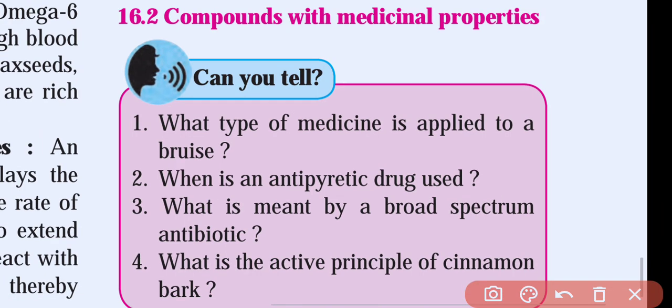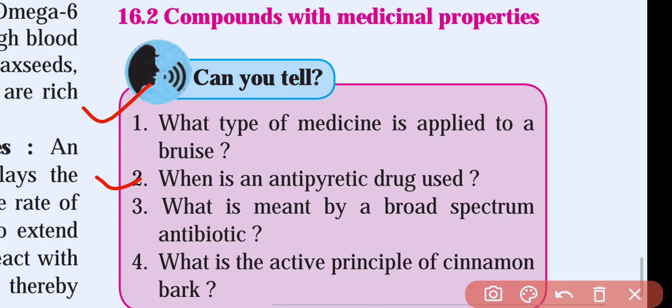Now see, compounds with medicinal properties. Now let us start compounds with medicinal properties. Before going to study that, first we have to concentrate on these questions. First question: what type of medicine is applied to a bruise? We can apply anti-inflammatory drugs, and they are what? Non-steroidal, like ibuprofen or any painkiller.